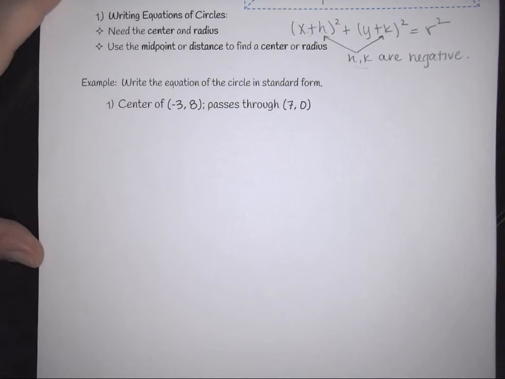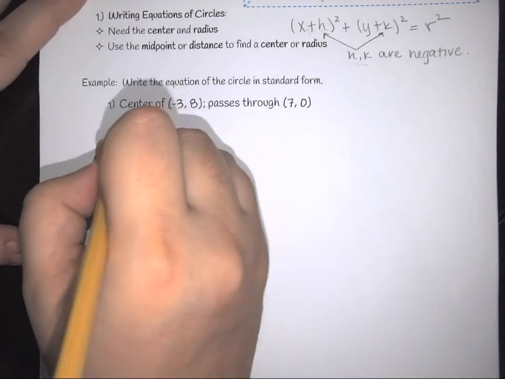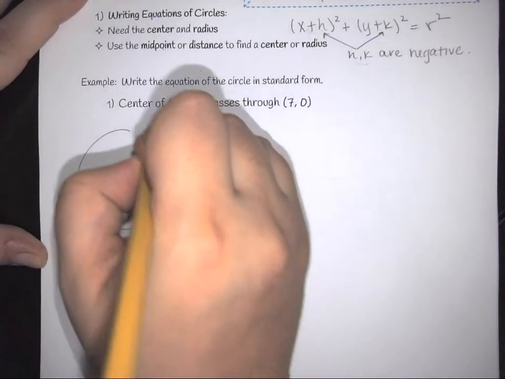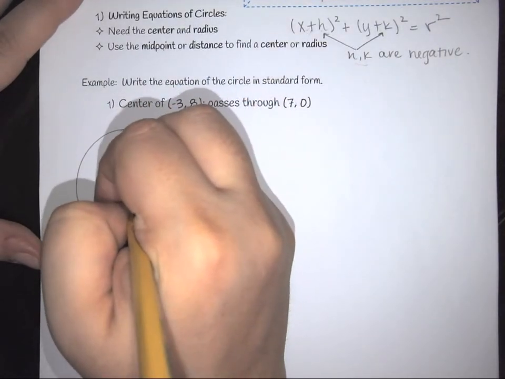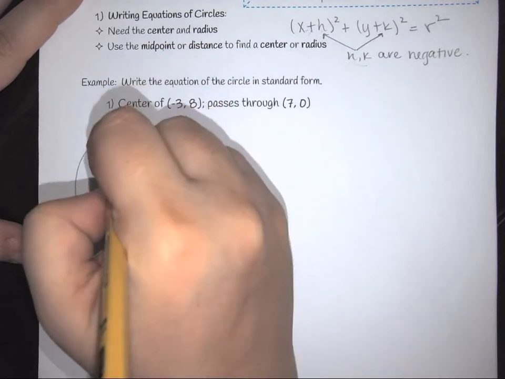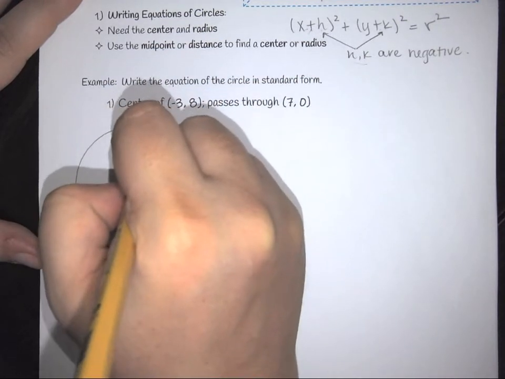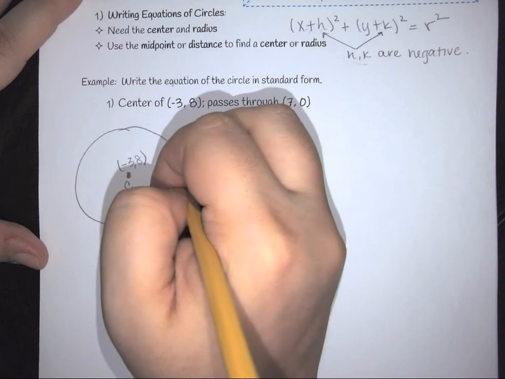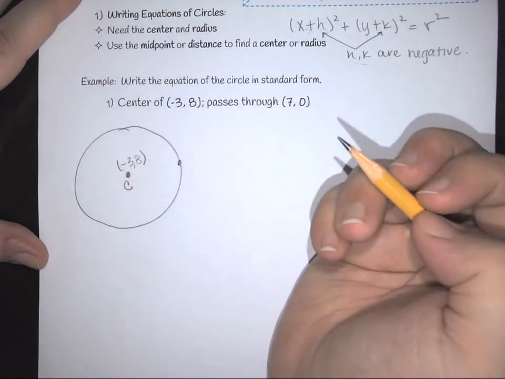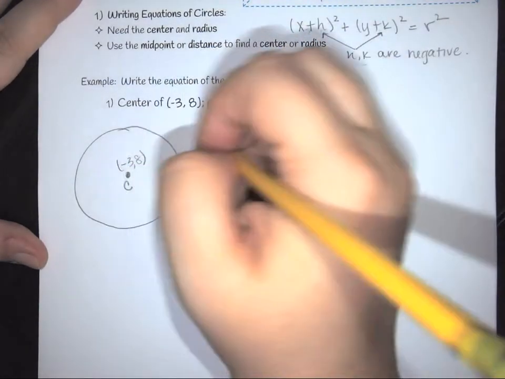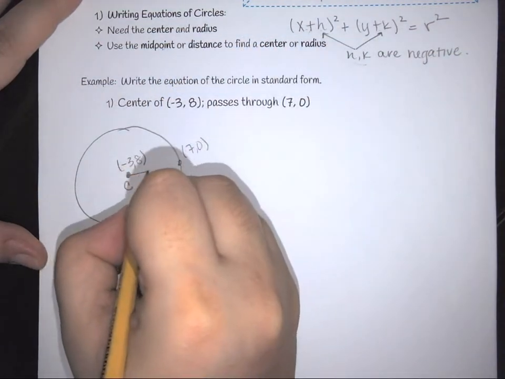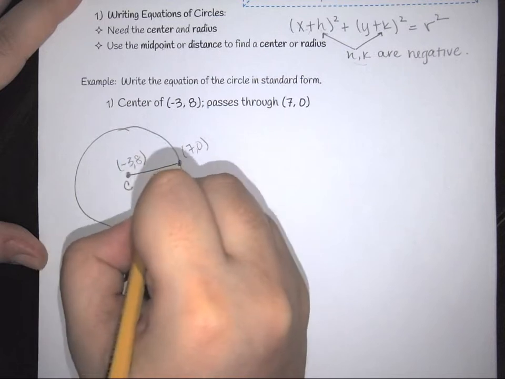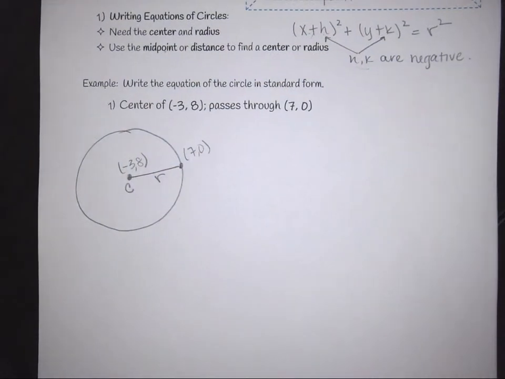Because we're dealing with a circle, the first thing that I would do is draw myself a mini picture. So input your little football circle. I'm going to input my center here, and I'm told that it's at negative 3, 8. And then I'm going to input my other point. Passing through means that's the outer edge. So this is the point 7, 0. This distance right here would be my radius. Now I want to end up writing the equation of this circle.